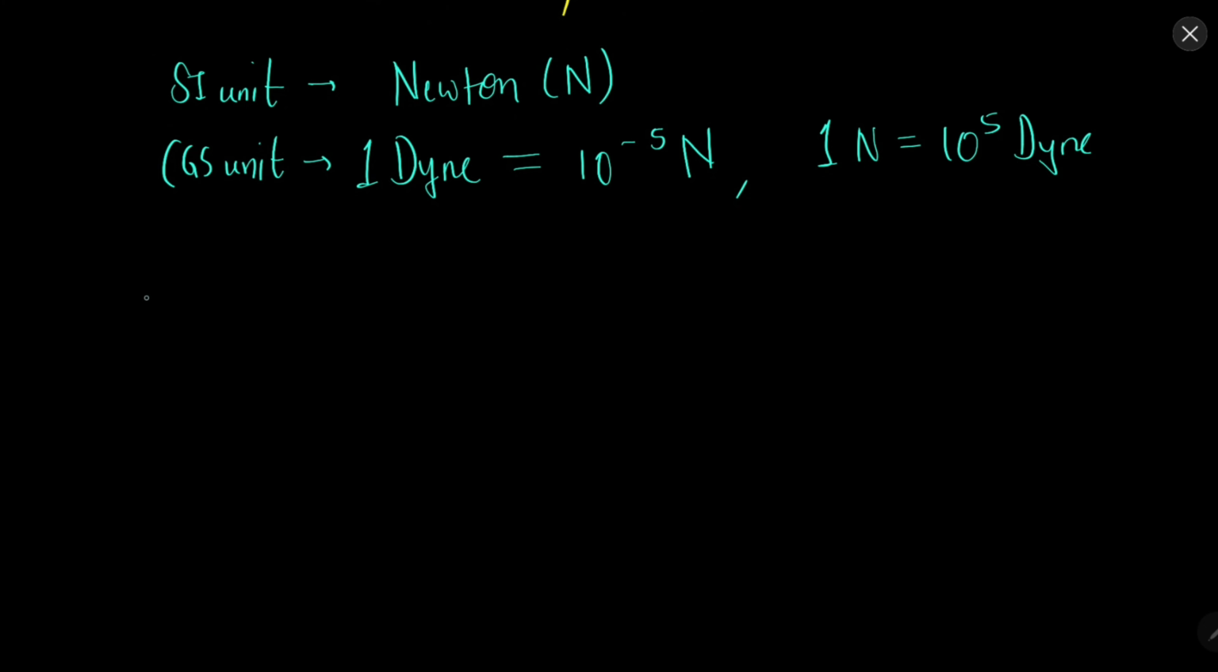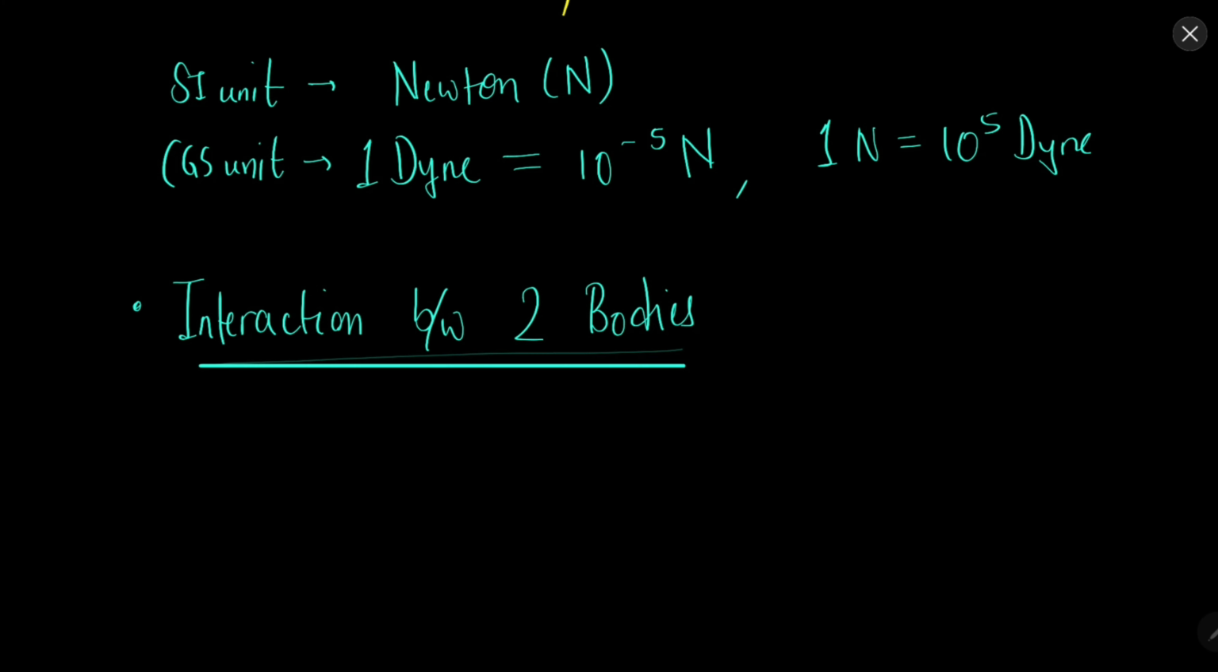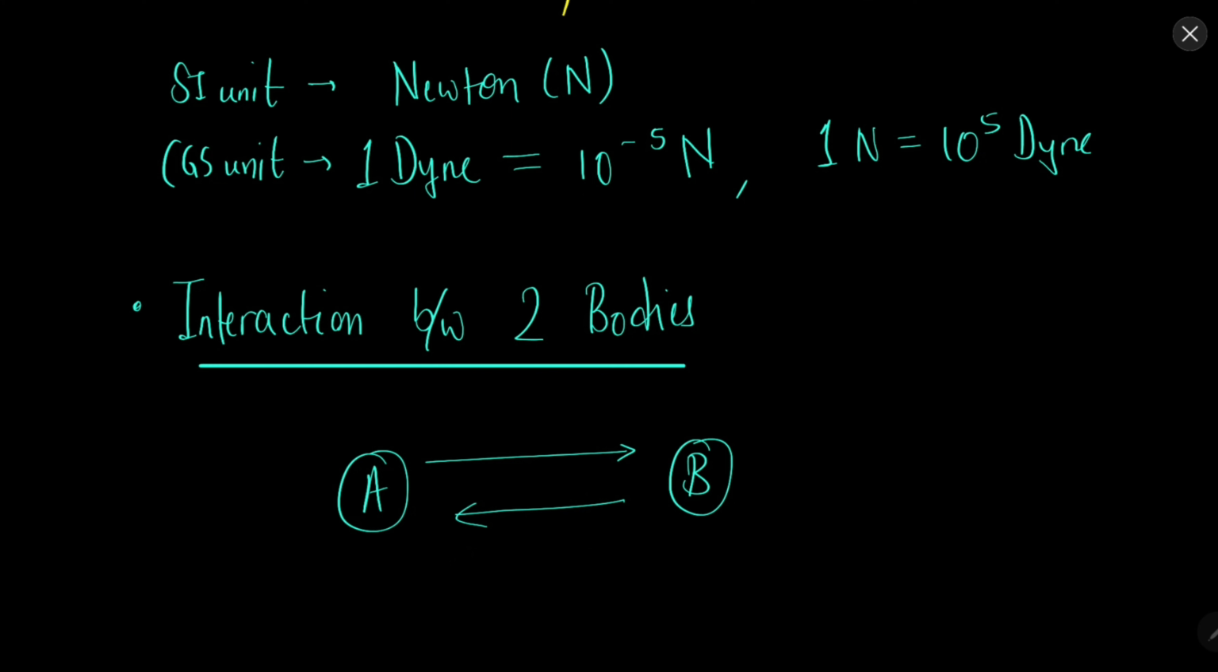Now force is an interaction. What is a force? Force is an interaction between two bodies. It is necessary that there are at least two bodies involved. You cannot have only one object and there is force. So let's say there is this object A and there is this object B. If object B is applying some force on A, and object A is applying some force on B, then we can say that the bodies are interacting and applying force on each other.